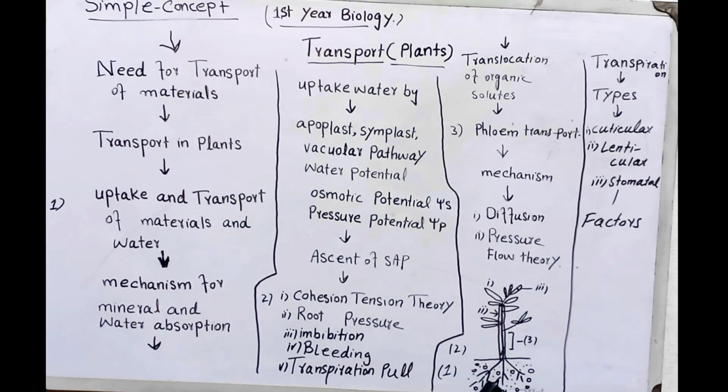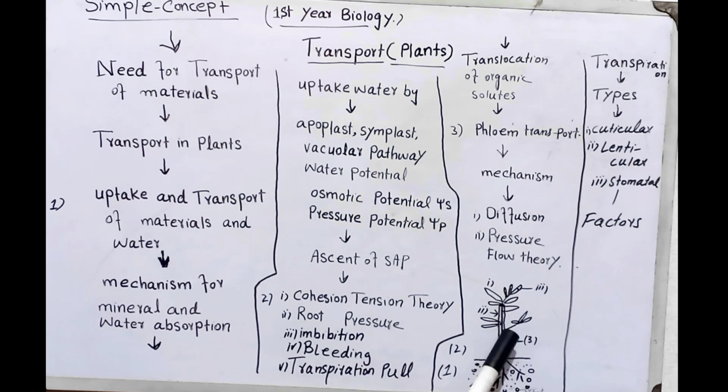The water may enter into the cell through the apoplast pathway, symplast pathway, or vacuolar pathway, maybe either more or less anything. Then water will move along to the stem through the phloem or xylem tissues, and go towards the upper side, in which the chloroplasts are present in the leaves.